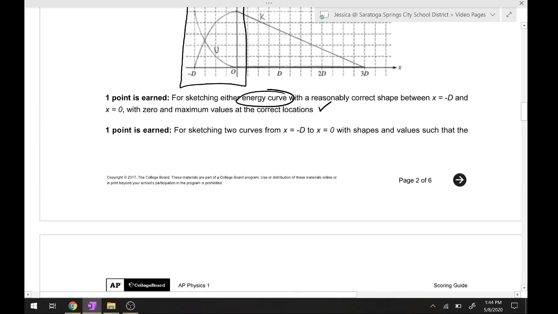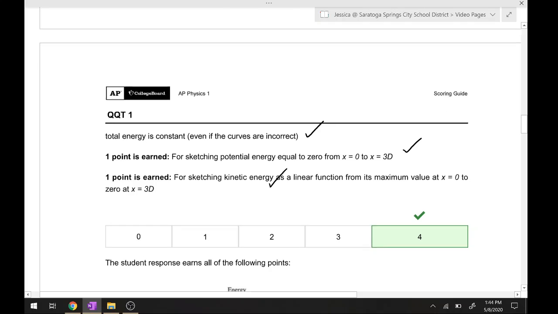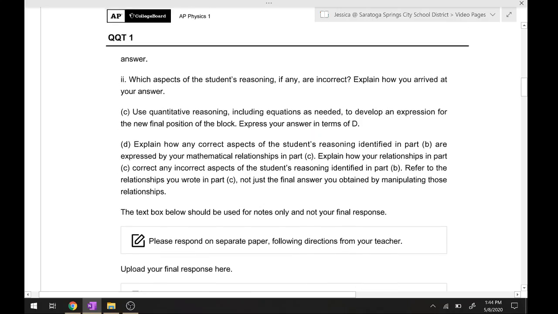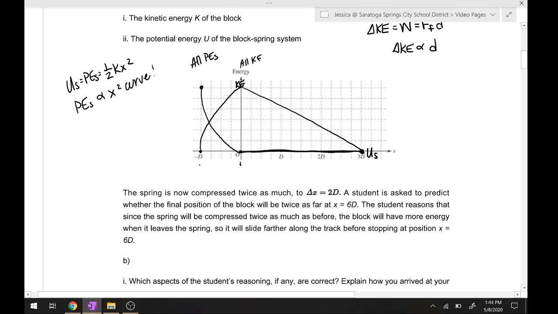So I did that as well. I get 1 point for sketching potential energy as 0, and 1 point for sketching kinetic energy as a linear function from 0 to 3D. So I get all 4 of those points. Now in this year's AP exam, instead of actually drawing that graph, you might be asked to analyze the graph and say what's correct or what's incorrect.